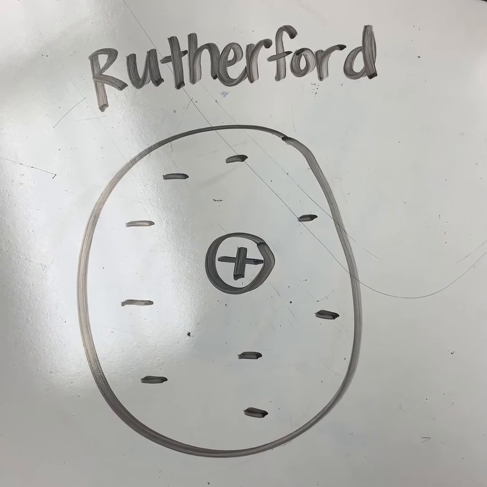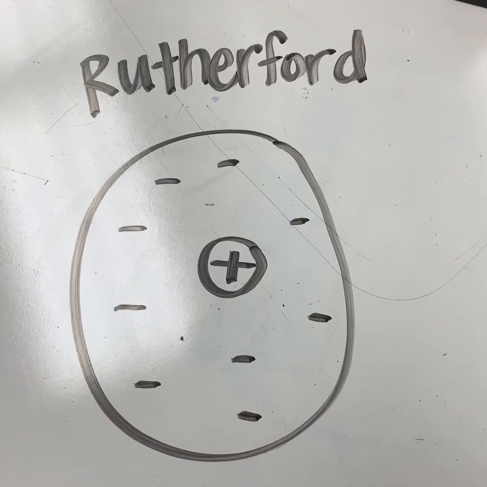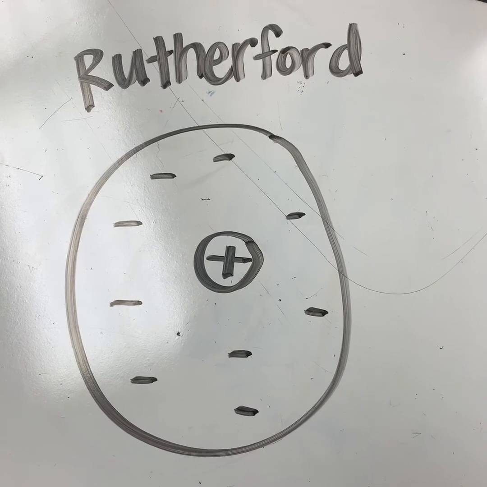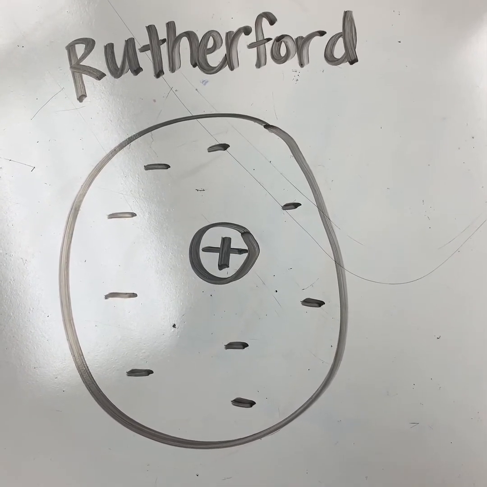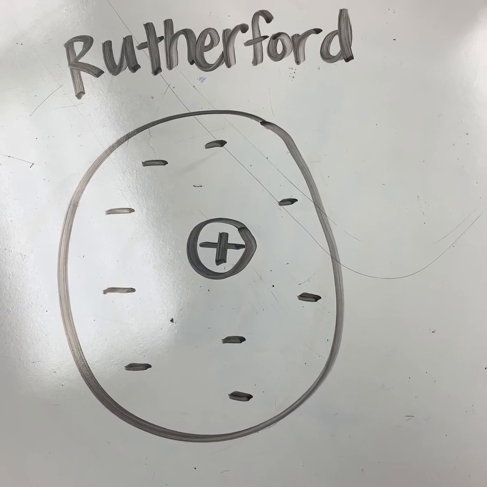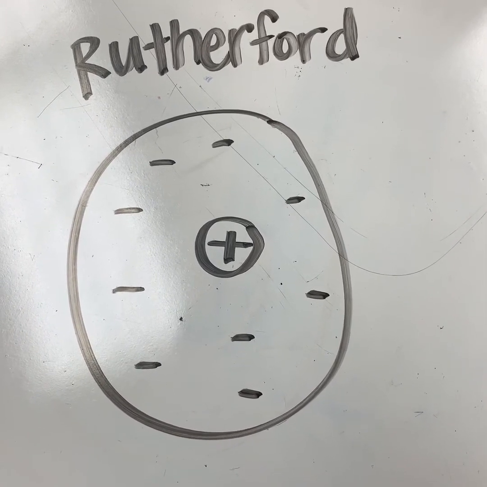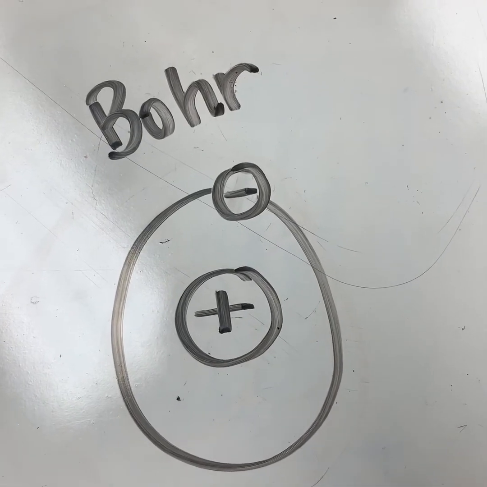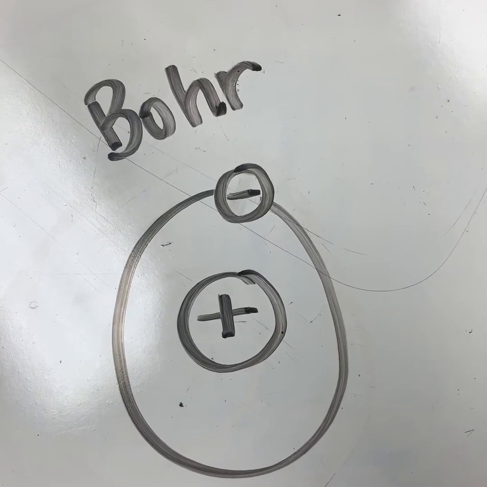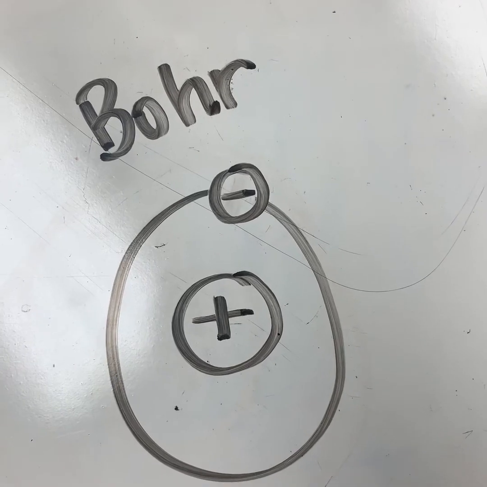According to Ernest Rutherford, there was a small, massive, dense positive nucleus in the center of the atom, and all around that nucleus were negative electrons. A positive nucleus would attract negative electrons. Niels Bohr also concluded that there would be a positive nucleus in the center of the atom attracting electrons.